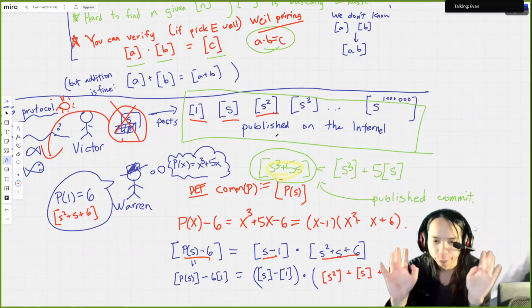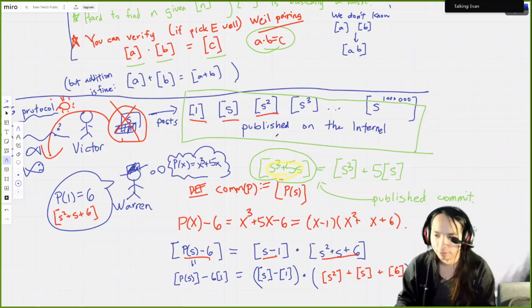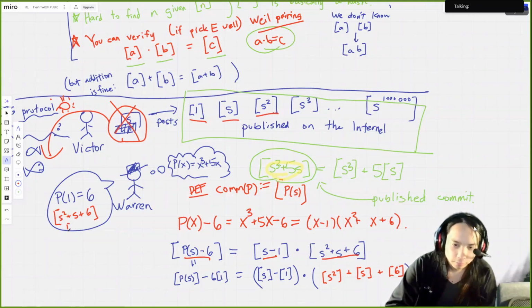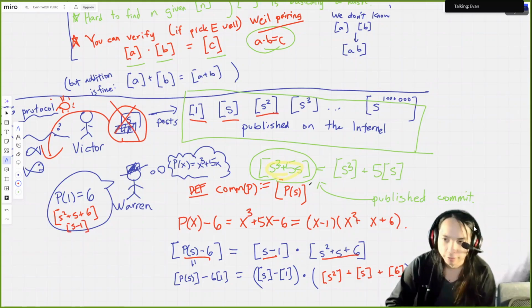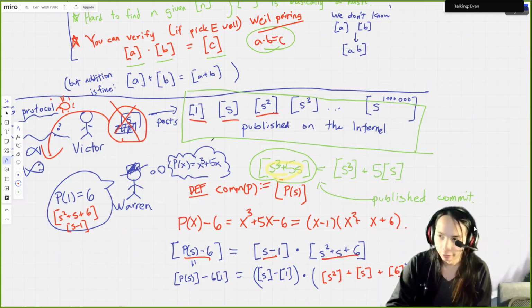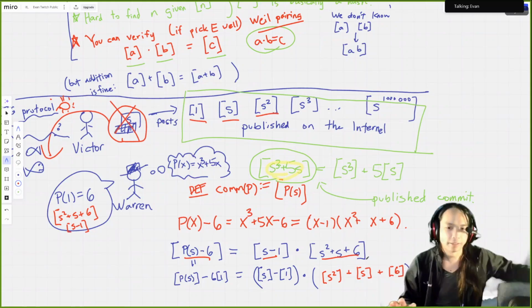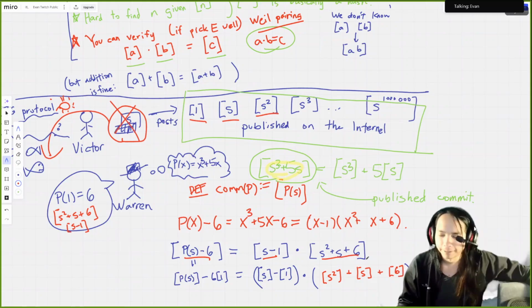And Warren says, my proof that P of 1 is 6 is that the polynomial I claim, P of x minus 6, is divisible by s minus 1. And maybe I'll just throw in s minus 1 in here. And here's the factorization using the published information. So if Warren sends these two orange things to you, you can verify his proof by verifying that these things are computed correctly from the published numbers, and also that the pairing verifies that this number is this number times this number. So even though nobody in this whole thing knows anything about, oh crap, hang on.